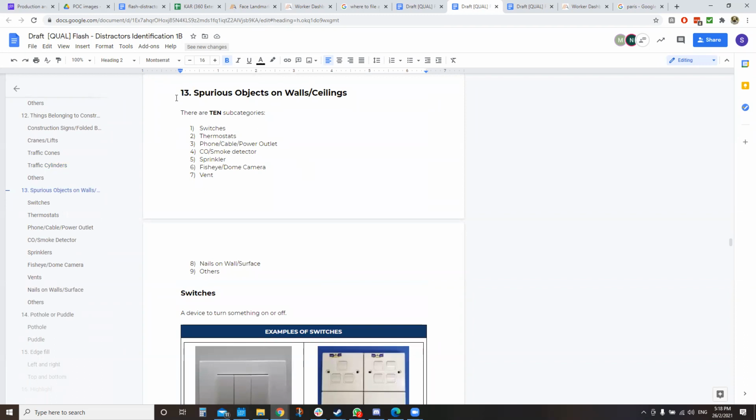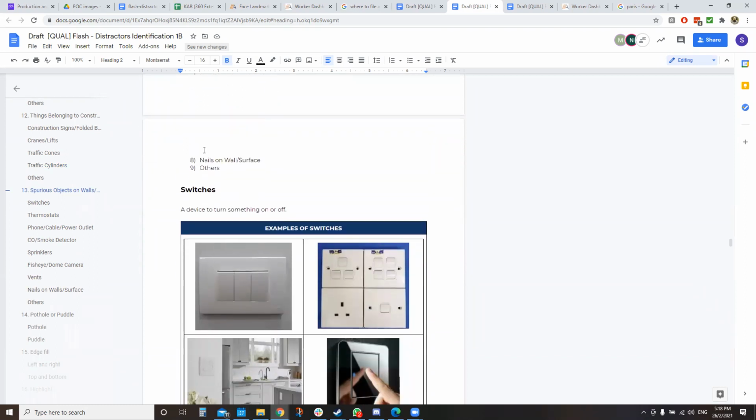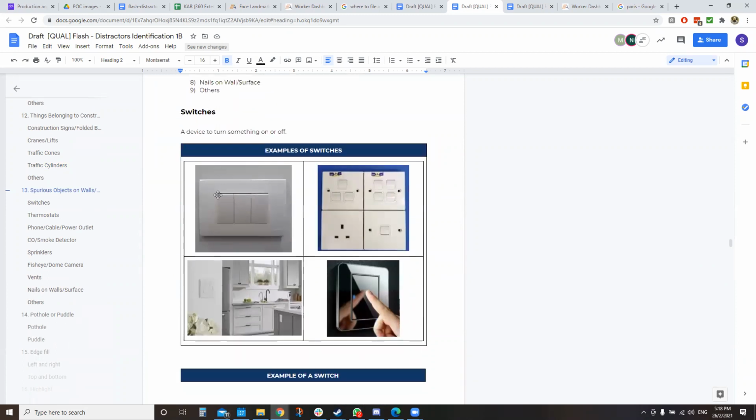This one, spurious object or walls on ceiling. So this one is important. A lot of pictures that are indoors: switches, thermostats, phone, cable, power outlet, smoke detector, sprinkler, fish eye, dome camera, vent, all these things must be annotated out. So this thing here, the plug points.